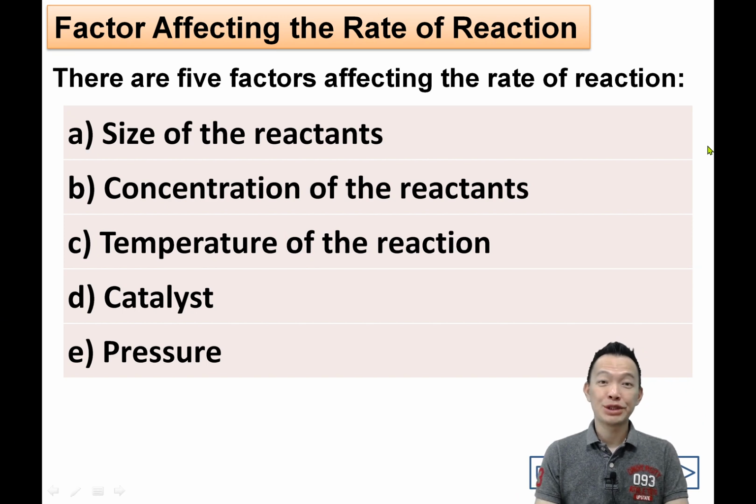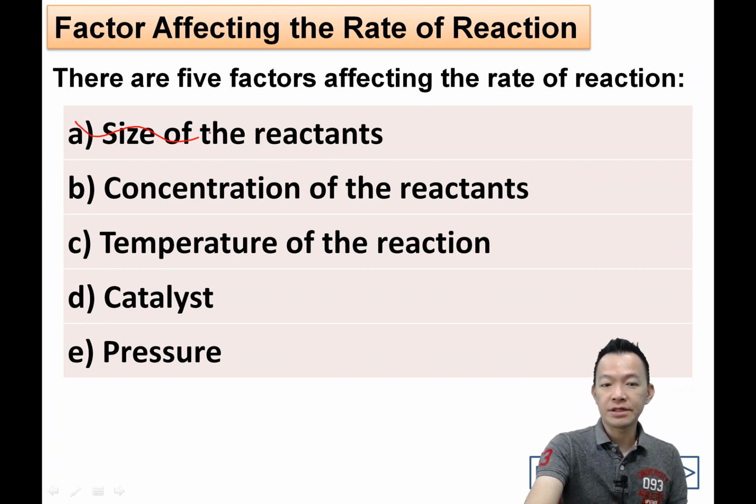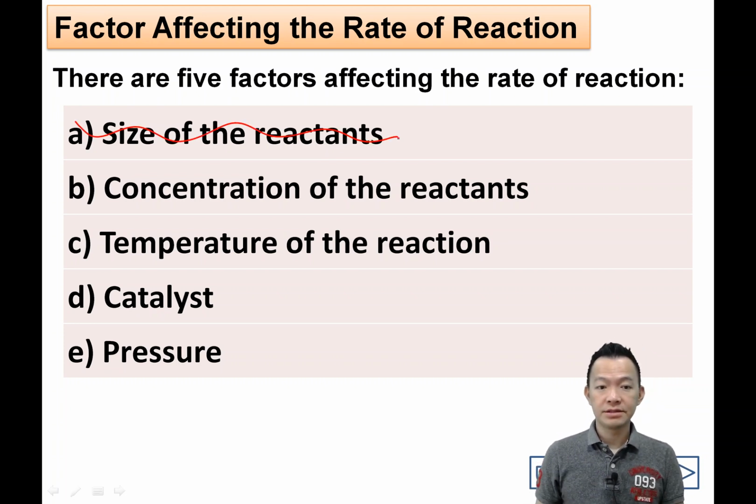Hello, Form 4 Chemistry, Chapter 7, video number 10, page number 10. Okay, so we finished the first factor that affects the rate of reaction, that is the size of reactants. And now we go to another factor, the concentration of the reactant.